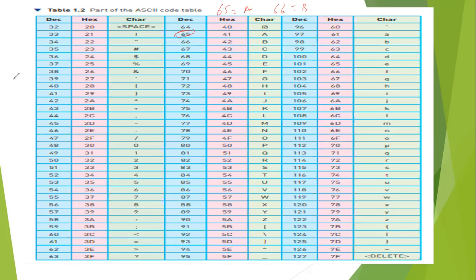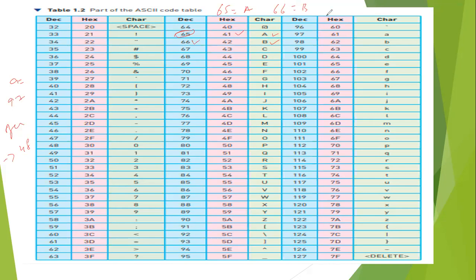And the same for small a. You only need to remember three character codes. For capital A it is 65, small a is 97, and for 0 it is 48. That's it. Only 3 characters you have to memorize. For the next characters you can count on your fingers. Now here you can see they have also given the hexadecimal code. 65 decimal is 41 in hexadecimal, and in character form it is A.